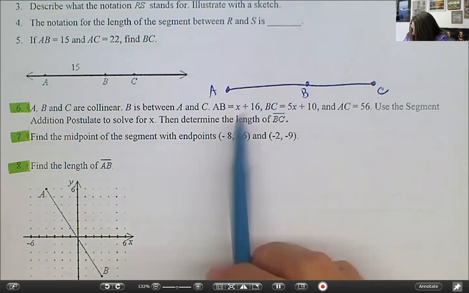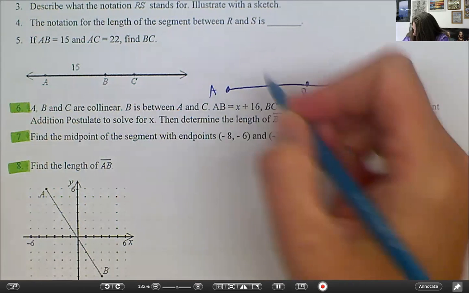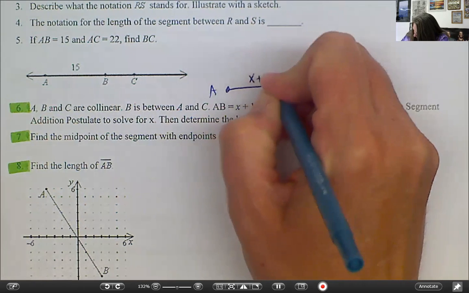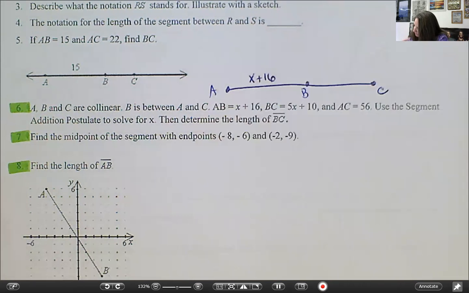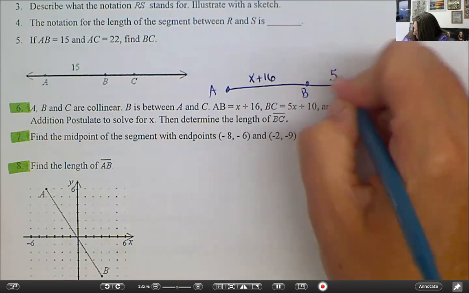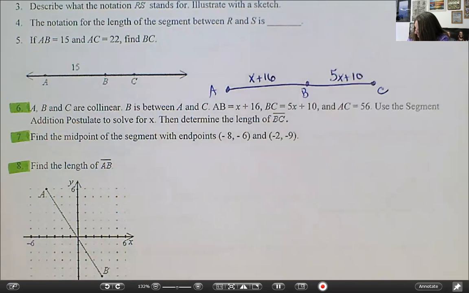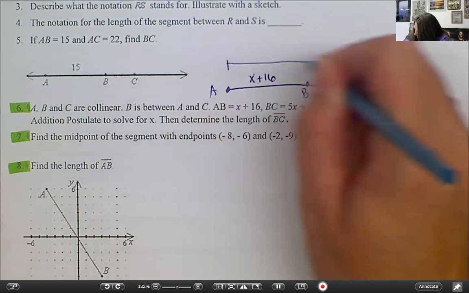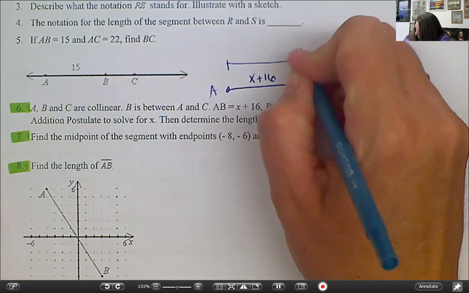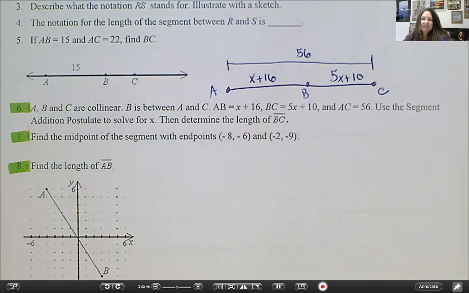We can then mark these distances. AB is x plus 16. BC is 5x plus 10. And then AC, that entire segment, is 56. So this was our segment addition postulate. We can add up two parts equal to that total and then begin to solve that.